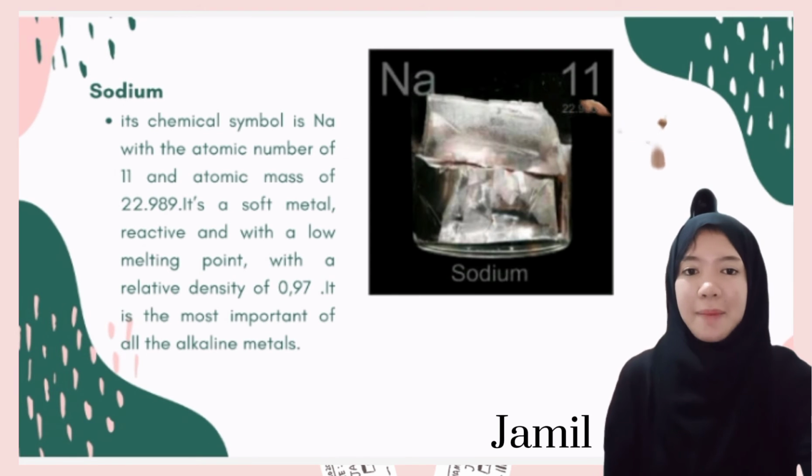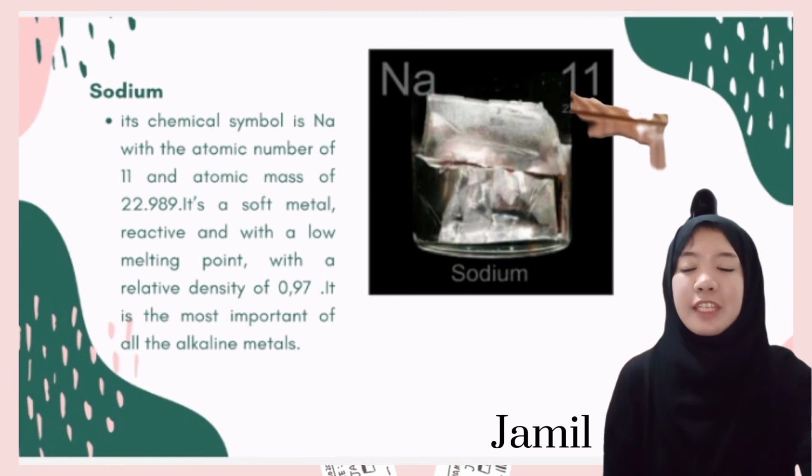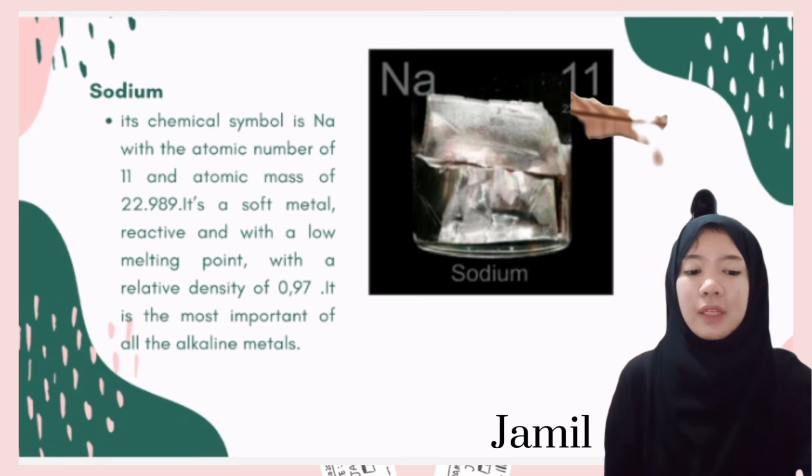The other chemical element is sodium. Its chemical symbol is Na, with the atomic number of 11 and atomic mass of 22.989, which is 23. It is a soft metal, reactive, and with a low melting point with a relative density of 0.97. It is the most important of all the alkali metals.